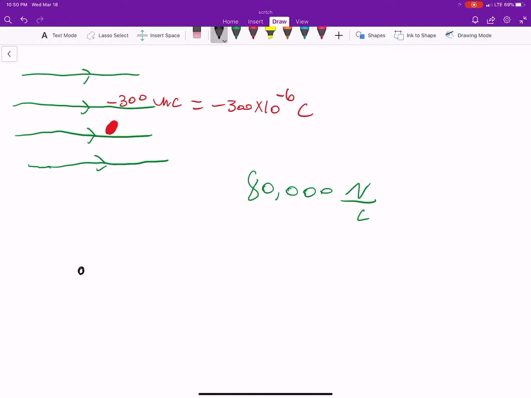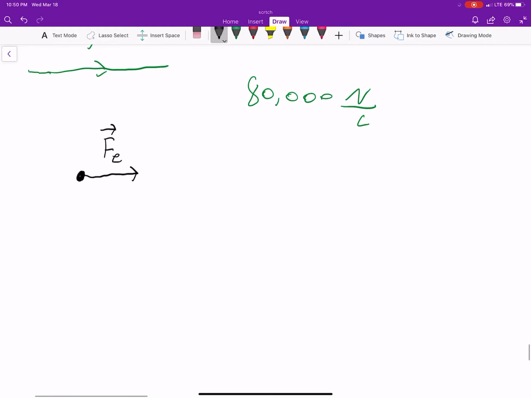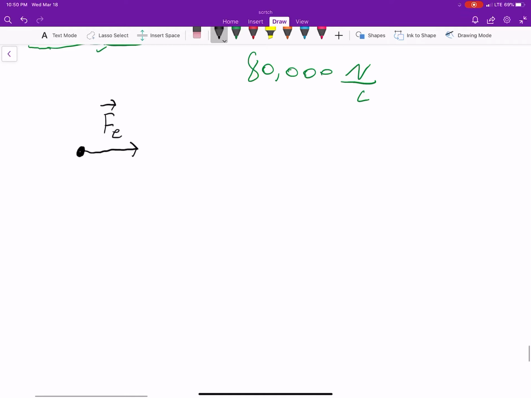So, the only force, if we were to draw a free body diagram, is the force exerted by the E field. Because it weighs so little, we're not really interested in gravity. And I don't necessarily know the direction, this is just an example, the E field's pointing to the right. But we're looking for the magnitude, so it's not too important.